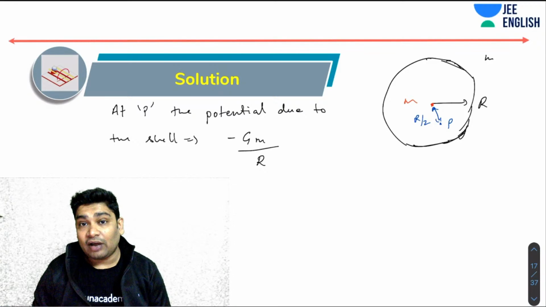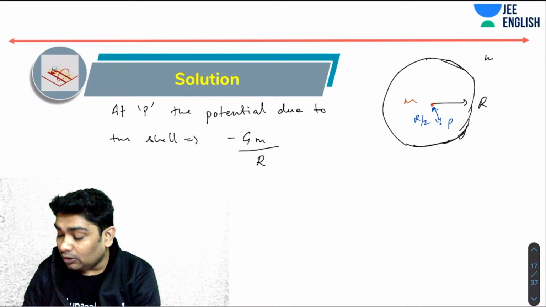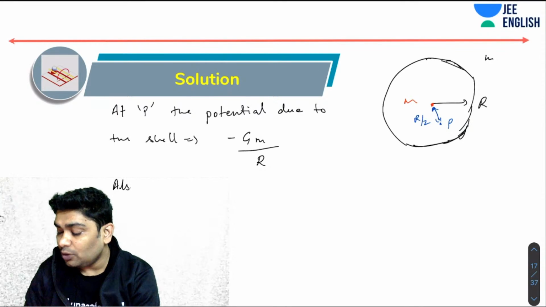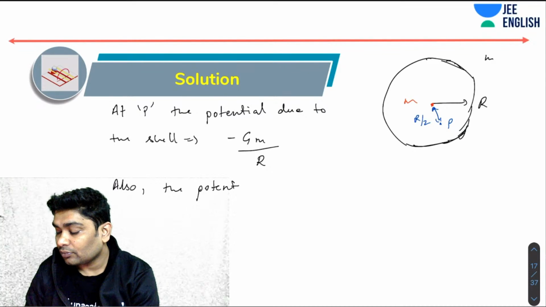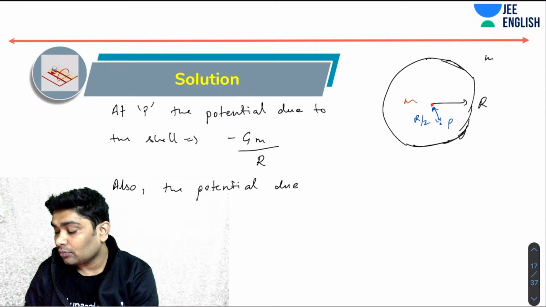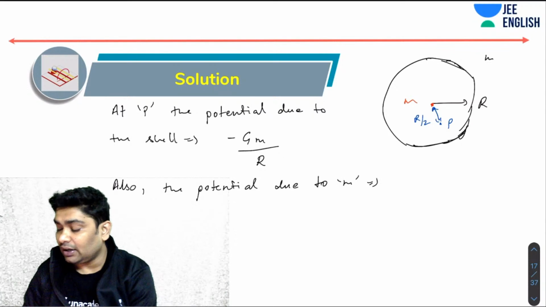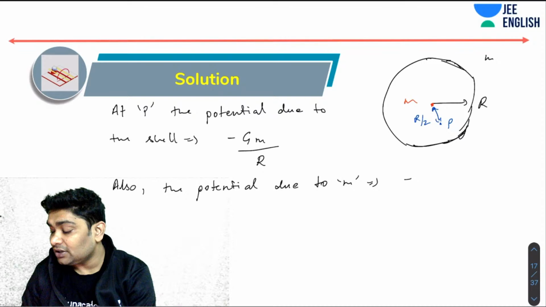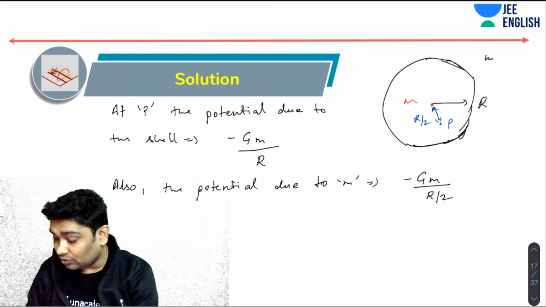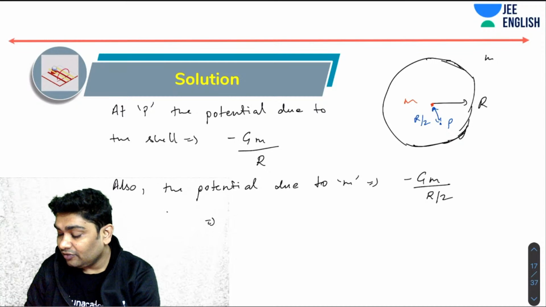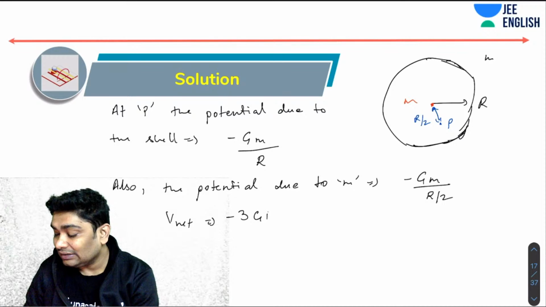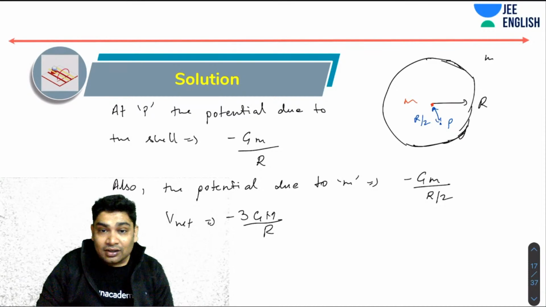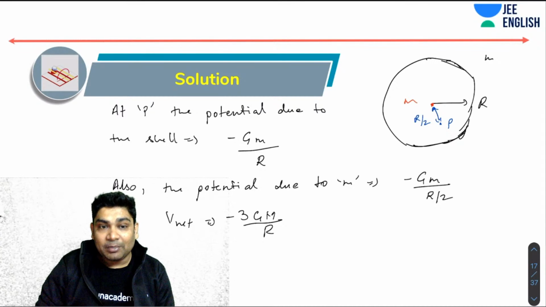So this would have been the potential that would have been created by the shell. And how about the potential due to small m, the one placed at the center? It would be minus GM over r, and r would have been r by 2. So the result will be that V net would be equal to the sum of these two potentials, minus 3GM by R. This will be the net potential.